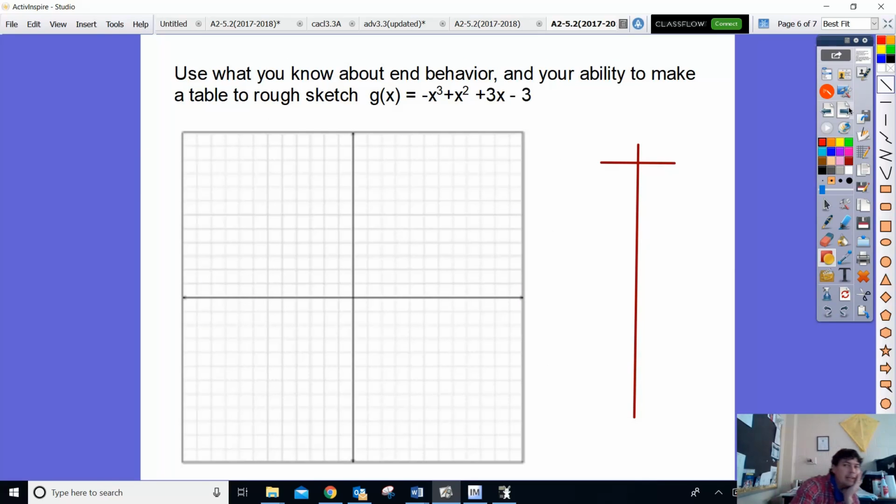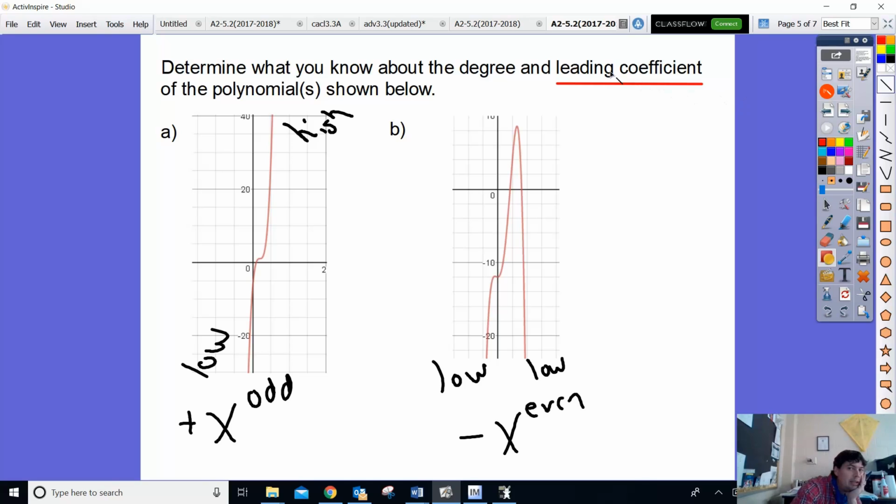What was I trying to put there? Oh yeah, I underlined something. That one said leading coefficient.